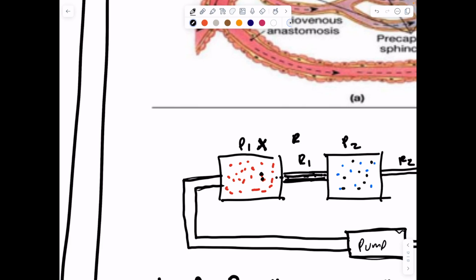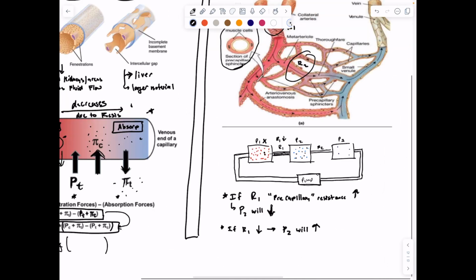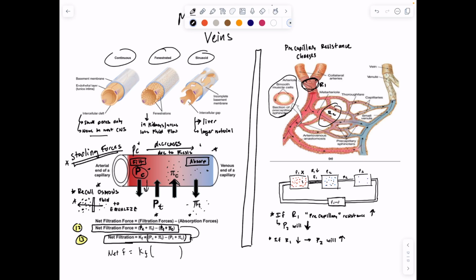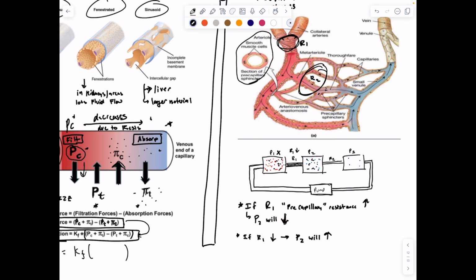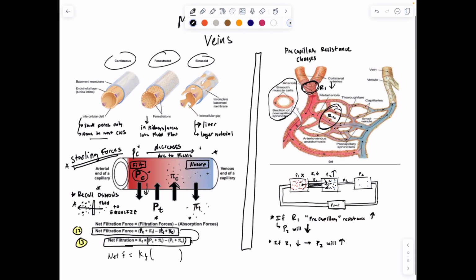And so if the precapillary resistance right here increases, if our arteriole constricts, then the pressure over here is going to decrease because it's harder for the fluid to get into this area to pressurize it, right? And then in the reverse, if the arteriole resistance decreases, opens up, if this becomes really wide, well then it's really easy to get all of the fluid over here, and this pressure is going to increase. Okay, all right, and I think that's just about it.